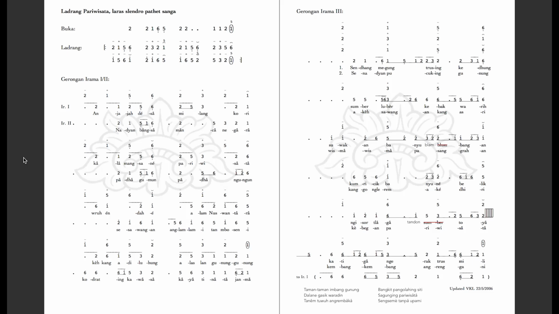Okay, hello everybody. So we're going to be going over one other vocal part today. This is the vocal part for Ladrang Pariwisata, Laras Slendro Patet Songo. This piece is again a popular tune from the composer Ki Nartosabdho, who was a kind of modern 20th century composer. Again, a lot of these pieces from Ki Nartosabdho are heavily based around the vocal line.